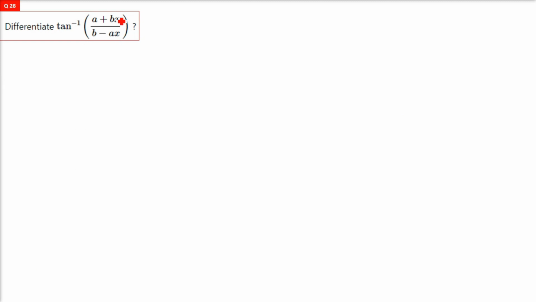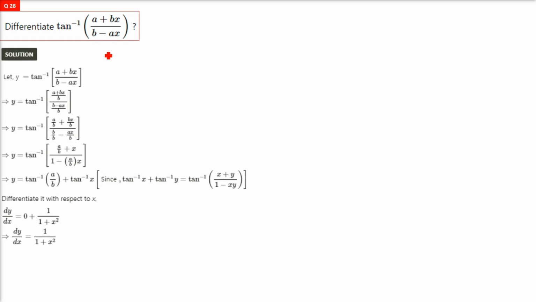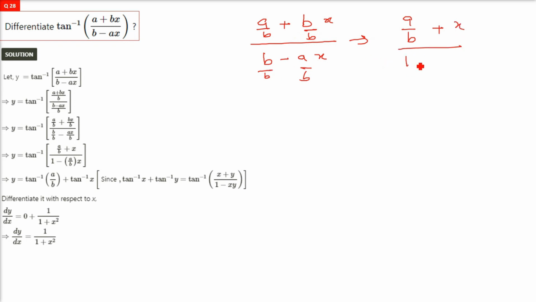Differentiate tan inverse of (A plus bx) by (b minus ax). So I hope if you understood the previous question, this is a piece of cake for you, because A plus bx divided by b minus ax, which is inside, we need to divide it by b. This is b, this is b, this is b, and this is b. So this is A by b plus x, the b's get cancelled. The b by b is 1, minus A by b x.